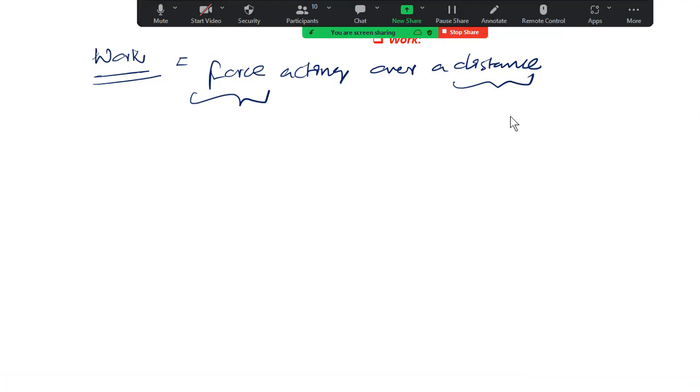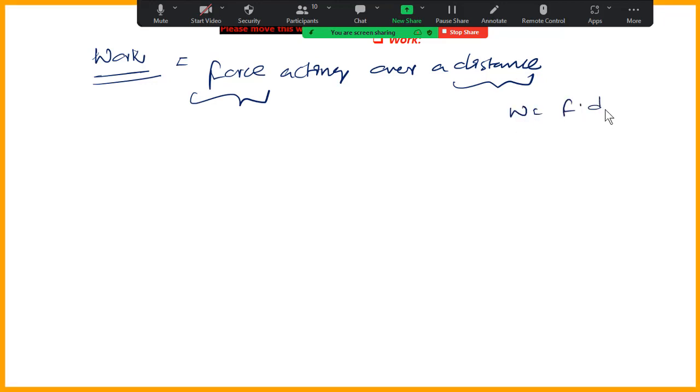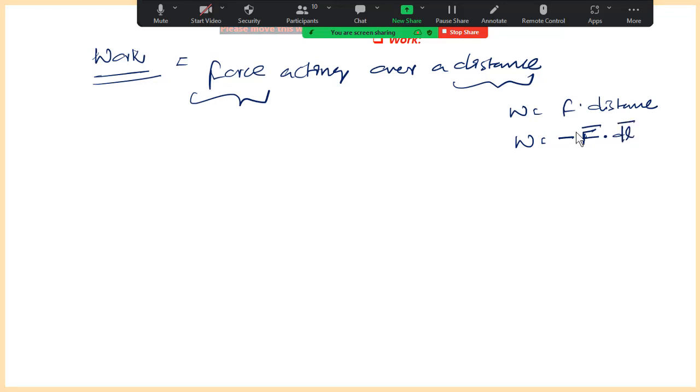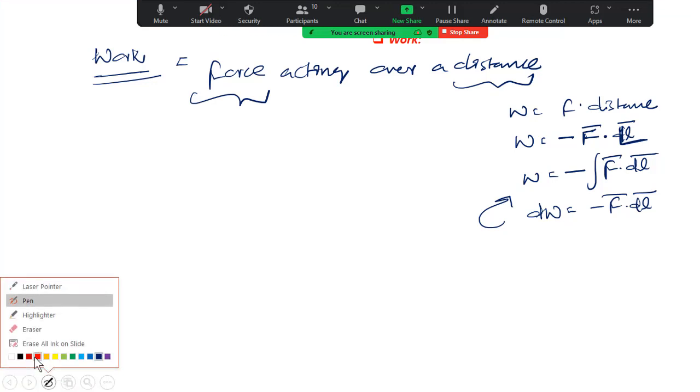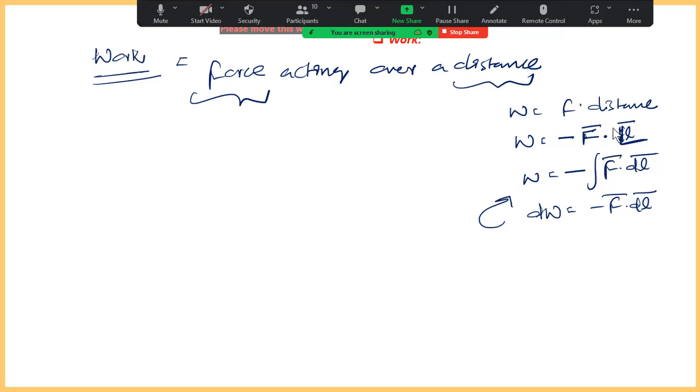Then work is equal to force into distance. But if you see the equations of the work, you will have a negative symbol here, and you will have a dot product between the length vector and force vector. And sometimes you will see it like this. This is the actual equation we are using. If you remove this integral, you will get a differential work because of the differential distance. If you integrate this one, you will get W. Why is the dot product required again? Already we have seen the dot product importance in the case of Gauss law. Again, the same importance will be there.